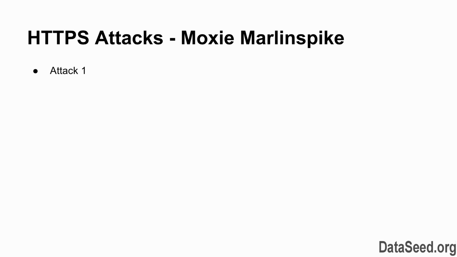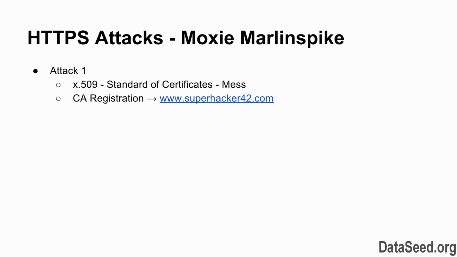For the first attack, we'll look at the X509 standard that defines the public key certificate. It's a mess and allows the injection of things that maybe shouldn't be there. For example, when you go to register your domain certificate with a CA, you state your domain and validate that you own the domain as well. And in many cases, it's validated automatically. It's the same for domains with extensive subdomains.